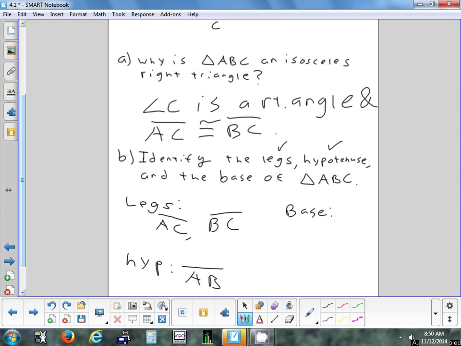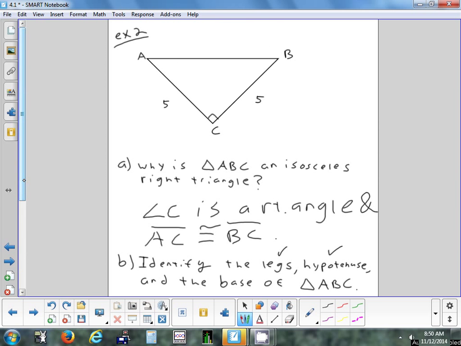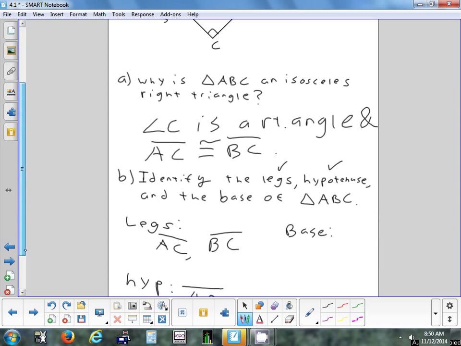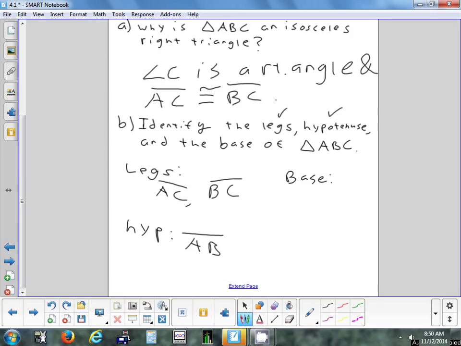Okay. What's the base? It's going to have to repeat something we already had. Yeah? The base is also AB. So AB, because it's an isosceles right triangle, AB is the hypotenuse and AB is the base. So one segment can have more than one name. Any questions on that? Okay.